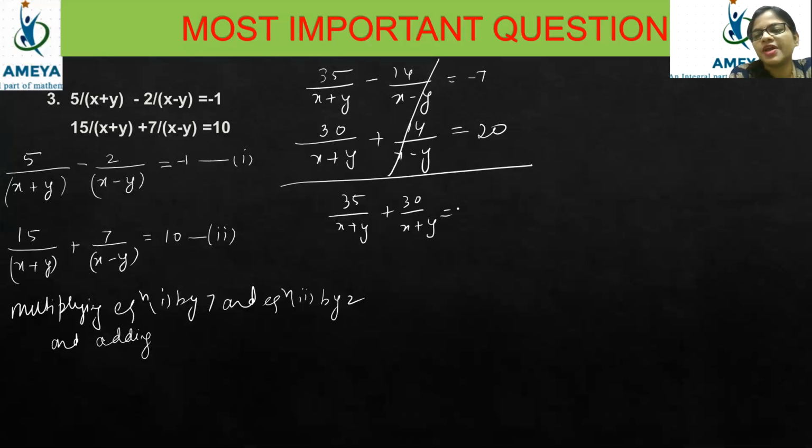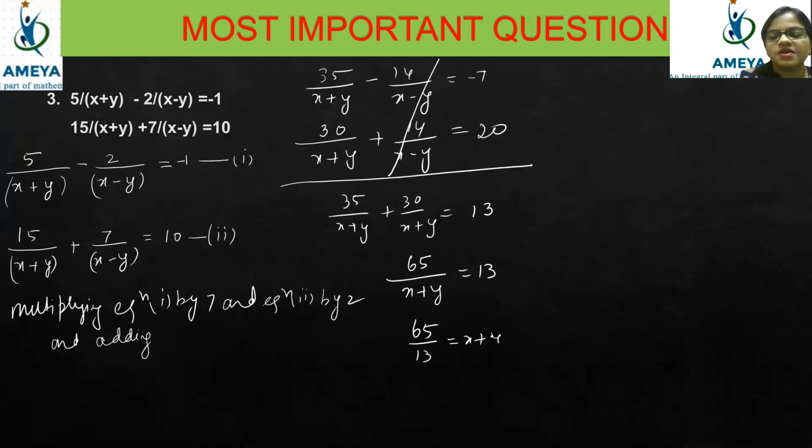So if you subtract 20 minus 7, what are you going to get? Because here 7 is there and here 20 is there, it will become 13, because 20 minus 7 is 13. So now you are going to get 65 by (x plus y) is equal to 13. So 65 by 13 is equal to x plus y. 13 ones are 13, 13 fives are 65. So x plus y is equal to 5 is coming.